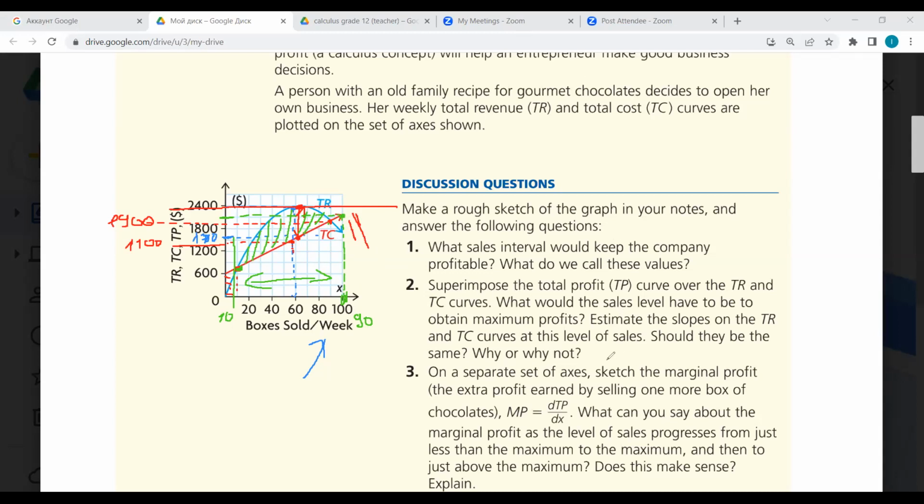So what sales interval would keep the company profitable? So, this is 10 to 90. Pardon me? The range of sales, from 10 to 90? Oh, so they're asking for a range. Yeah, a sales interval. What is an interval? It's a range, from 10 to 90. Oh yeah. Okay. I'm just reading the questions now. I could do these.